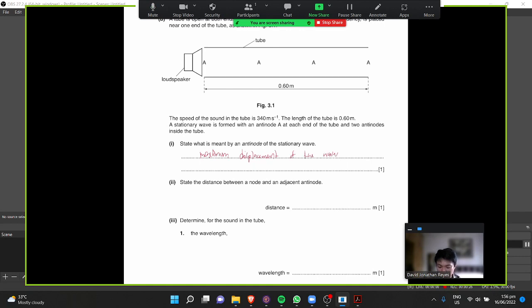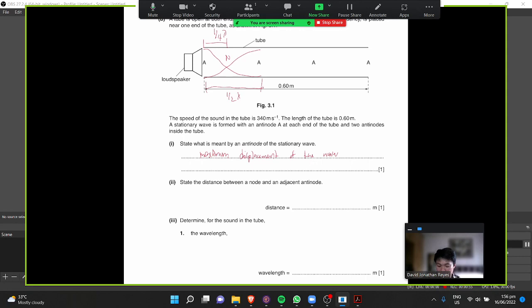Okay. Now for the distance between a node and an adjacent antinode, if we're going to look into here, an antinode to an antinode is basically half a wave, right? So let's see. That's 1/4 and 1/4. That's basically 1/2. So this is an antinode. This is the node. So from there, this gives you 1/4 of a wavelength, right? And of course, from antinode to antinode, that gives you 1/2 of the wavelength.